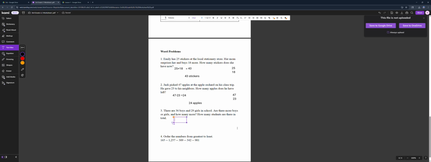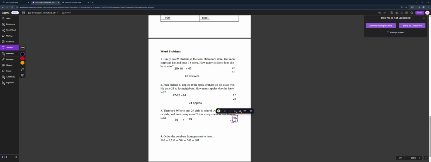There are 36 boys and 29 girls. Are there more boys or girls, and how many more? And how many students are there in total? So we see 36 and 29. And 36, while it has a smaller ones place than 29, has a higher tens place. So there are more boys than there are girls. And by how many more? We can find that out by doing 36 minus 29.